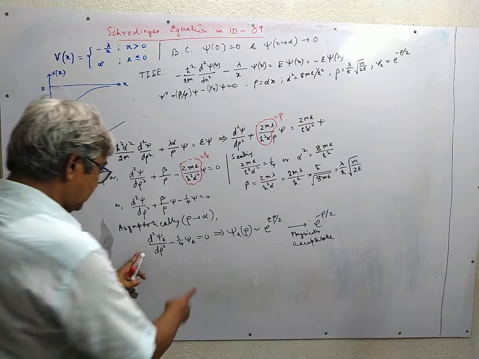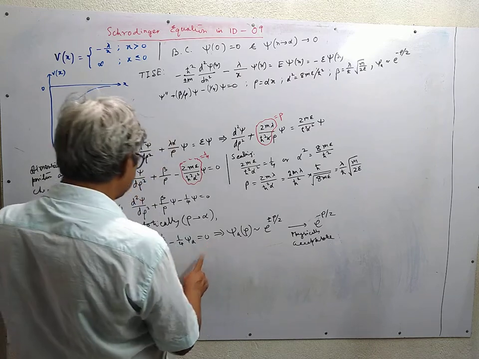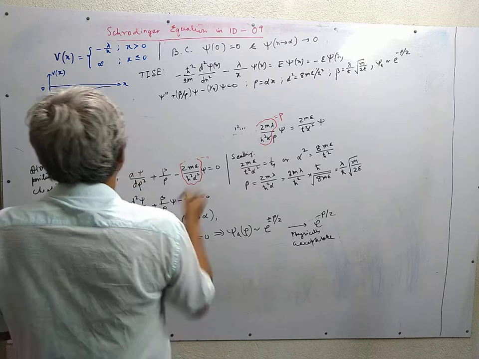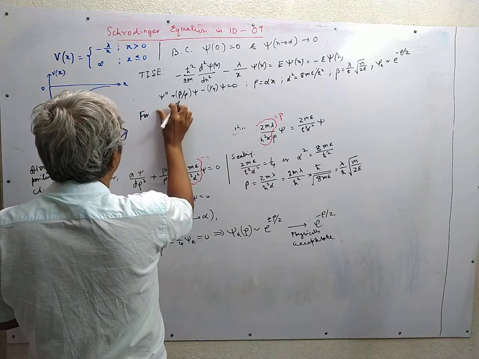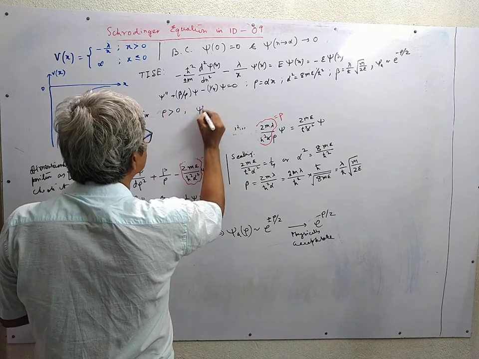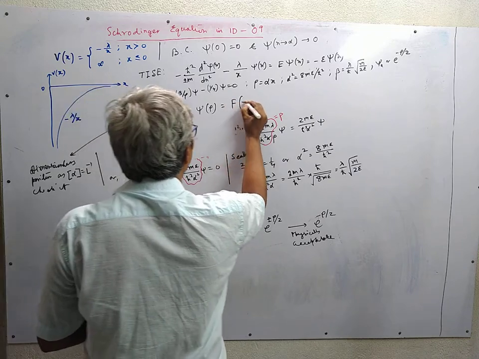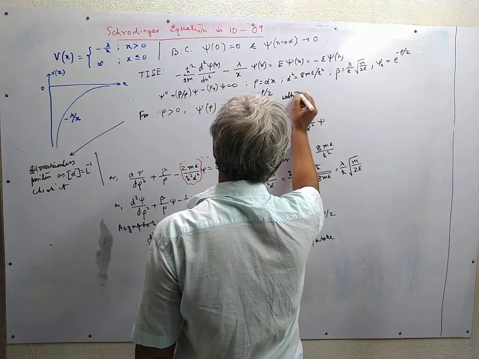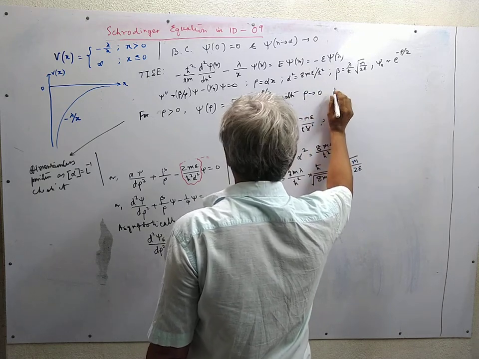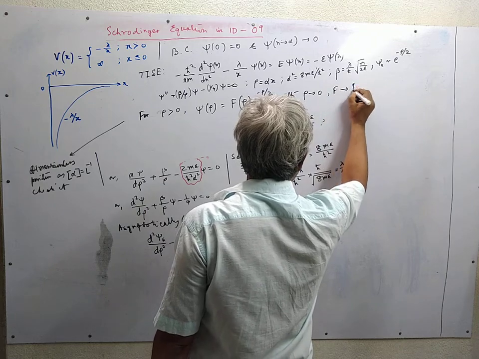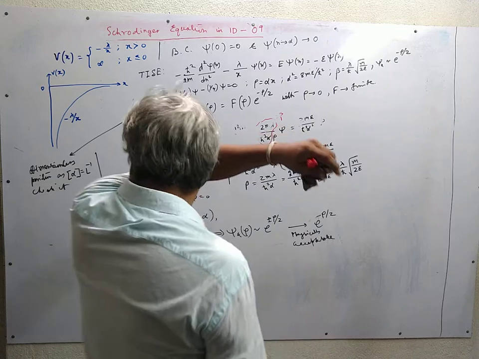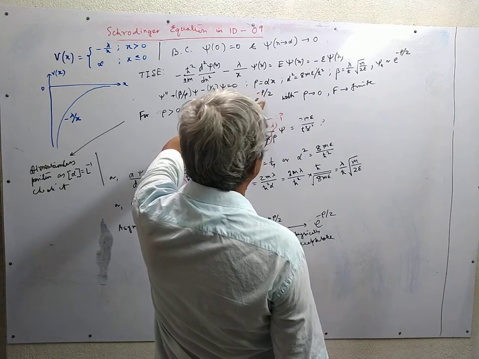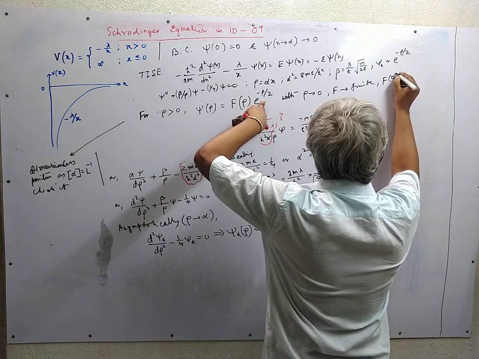Actually, this asymptotic solution is the solution of this equation. So if we want to find out the solution of this equation for all rho greater than 0, we write the solution as some function f of rho multiplied by e to the power minus rho by 2, such that as rho tends to infinity, f tends to a finite value, and as rho tends to 0, e to the power 0 is 1, we will have another condition that f of 0 has to be 0.